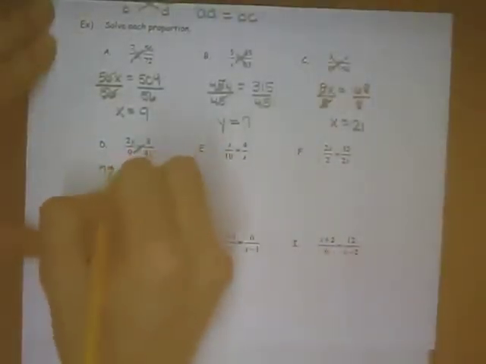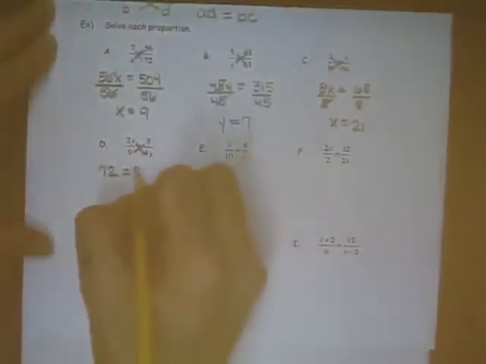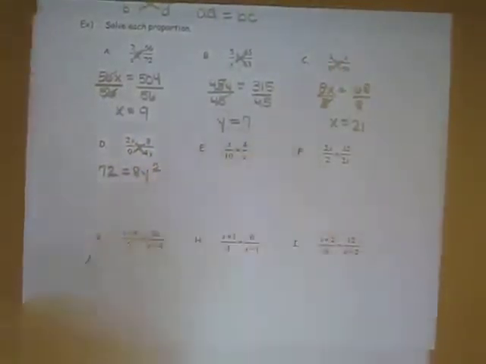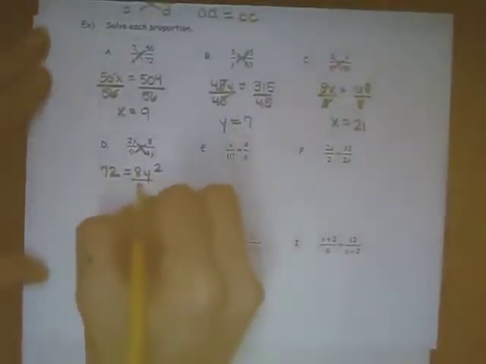Our next example is a little bit more difficult because it deals with more variables, but you still complete it the same way. So in this case, I would go 9 times 8, and I would get 72. I would go 2y times 4y and get 8y squared. And then I would solve this equation. First thing I would do is I would divide by 8.